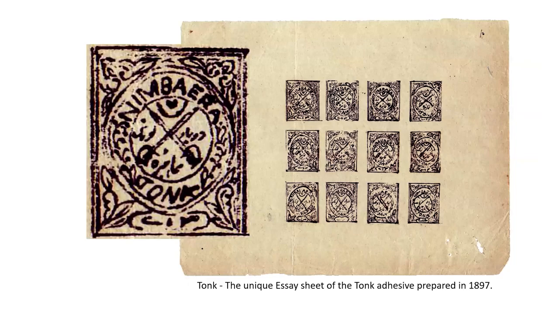Now we come to another state called Tonk, that's not listed by Stanley Gibbons. It's listed in Scott. Now, this is the first essay. This is an essay of the first stamp that was prepared but not issued in 1897. This is lithographed, so all 12 examples are slightly different because they're hand engraved, each one on a lithographic stone.